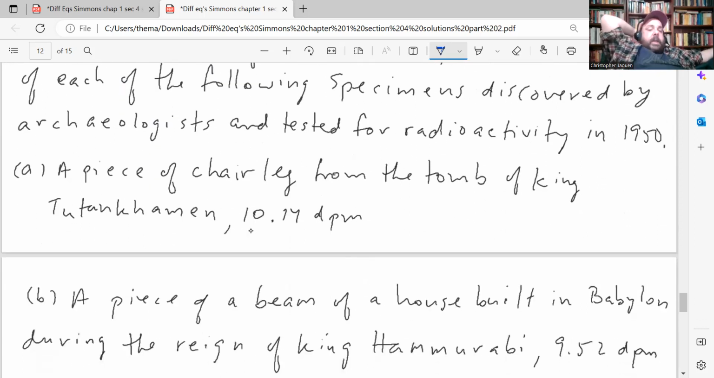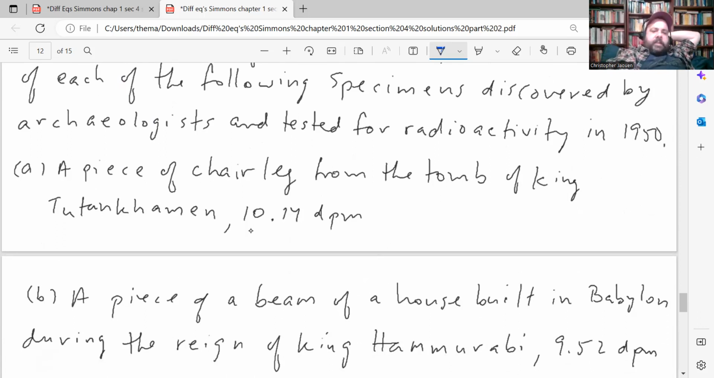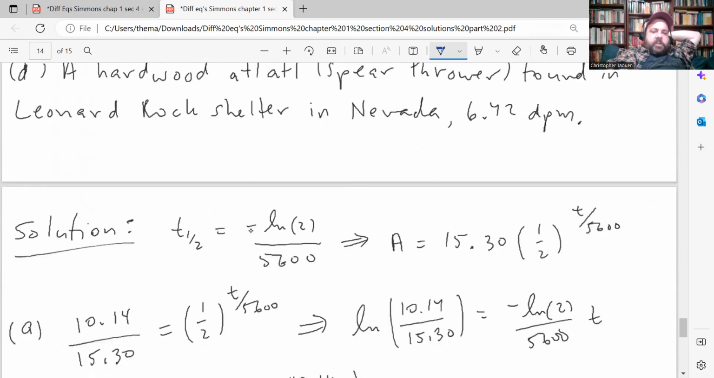Question part A says a piece of chair leg from the tomb of King Tutankhamun, which was, I guess, in the year 1950, was found to have decay per minute of 10.14. And then they give us a bunch of other ones here. Let's do them one at a time.